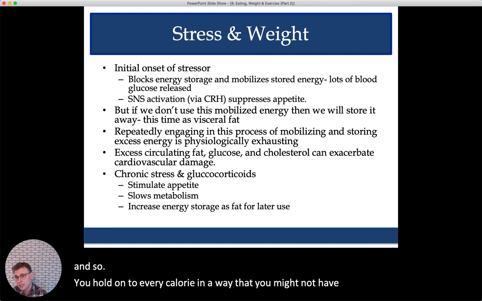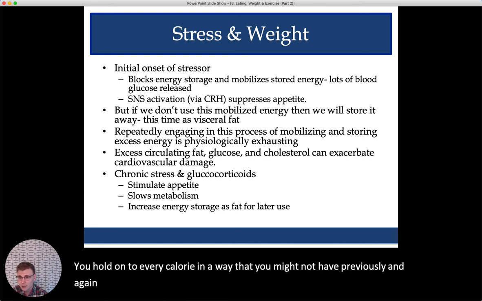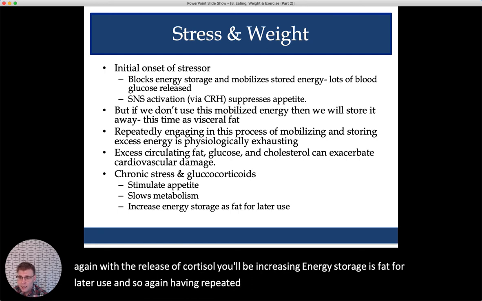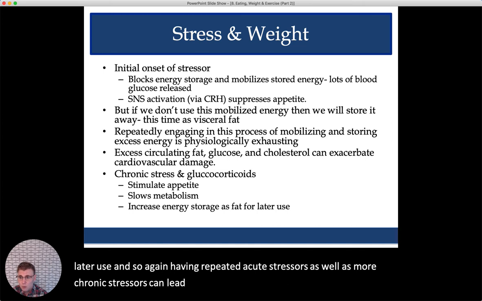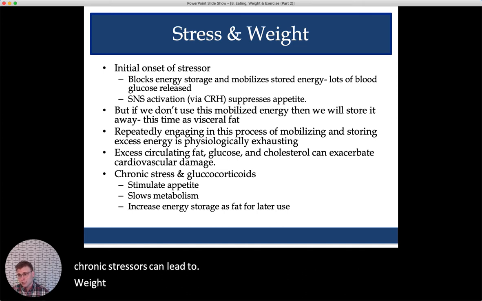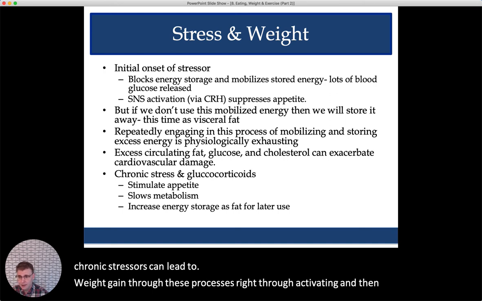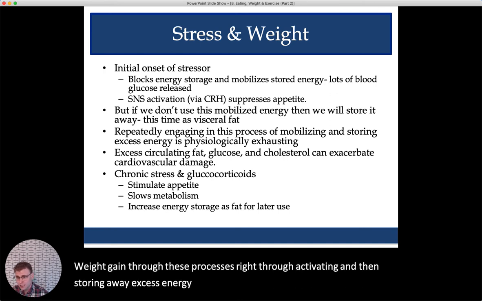And again, with the release of cortisol, you'll be increasing energy storage as fat for later use. And so, again, having repeated acute stressors as well as more chronic stressors can lead to weight gain through these processes, right? Through activating and then storing away excess energy, or through ultimately stimulating your appetite and slowing your metabolism.